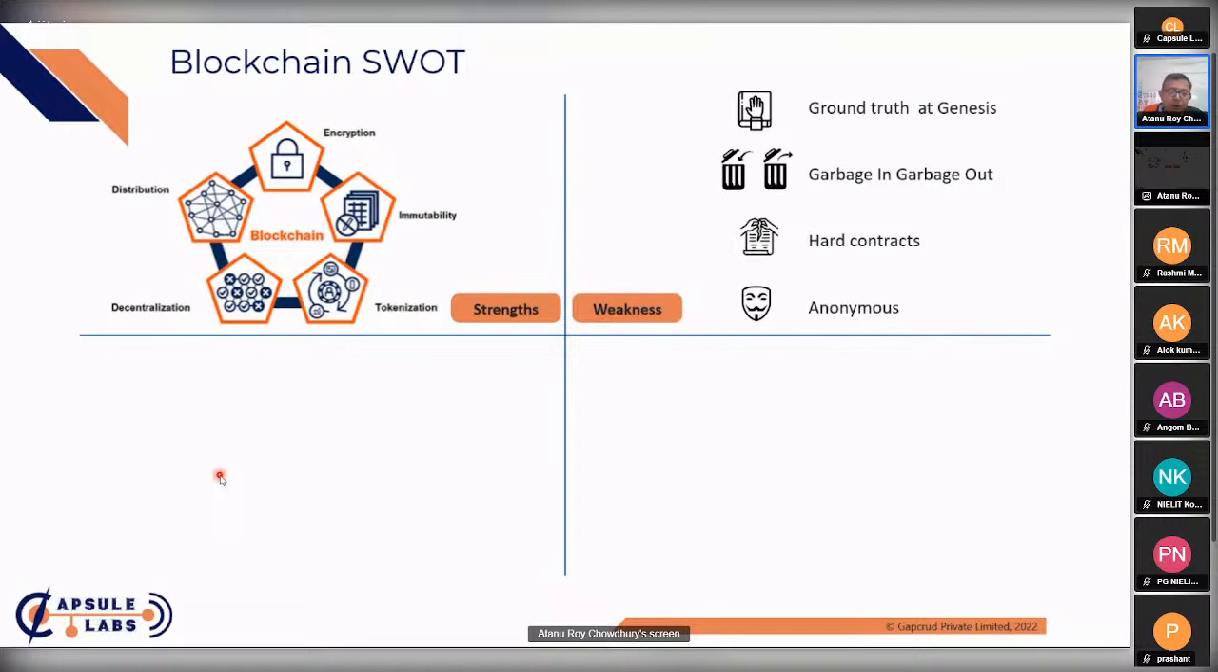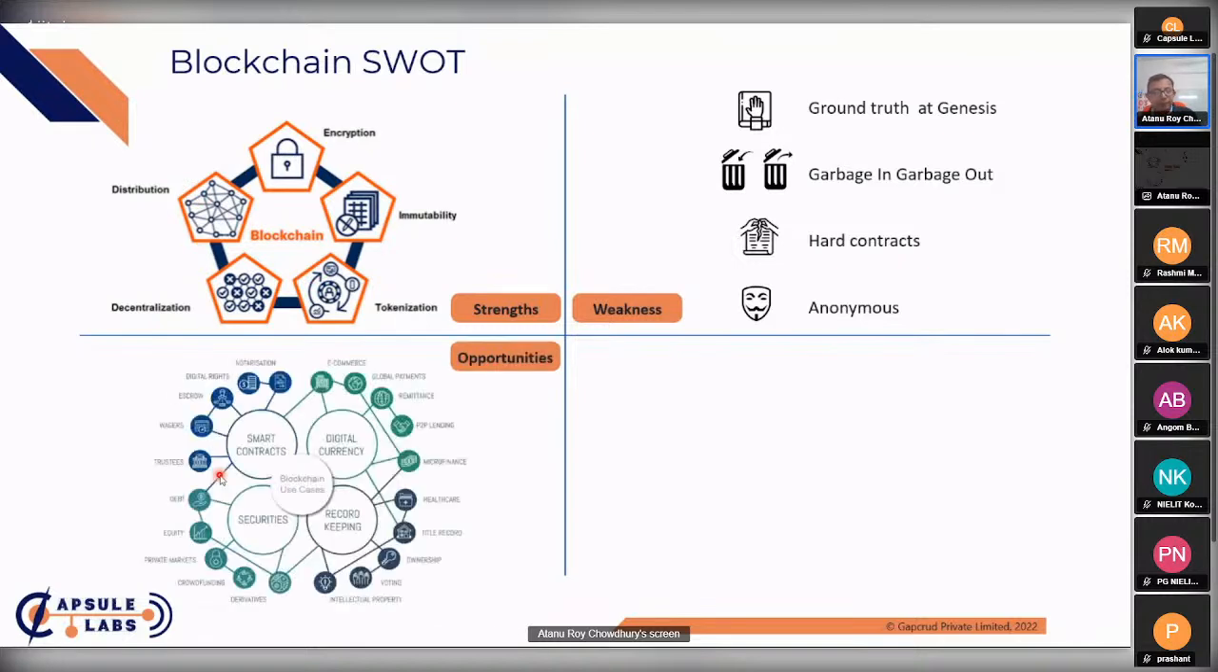It has very, very hard contracts, which means that if there are timelines or constraints associated with the contract, those will be followed very, very deterministically, right? So there is almost no leeway in terms of those contracts itself. And of course, it is anonymous, which could be a weakness, which could be a strength, right? So I'm going to leave it to a particular implementation for a particular use case. It boils down to that, right?